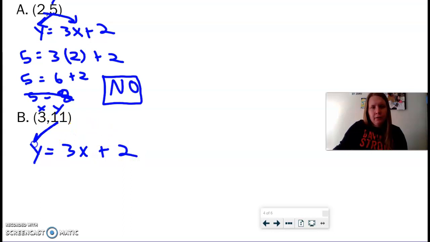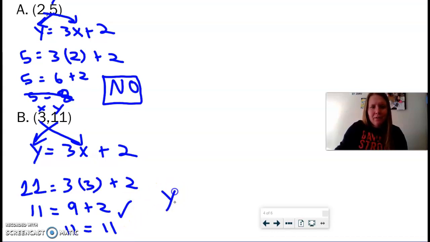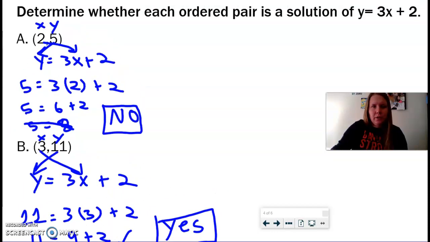I'm going to plug in the value for y, plug in the value for x, see if it comes up with a true statement. So we're going to put in 11 for y, I'm going to plug in 3 for x. I'm just going to write it as that 11. 3 times 3 is 9, 9 plus 2. 9 plus 2 does give me an 11, and 11 does equal 11. And this is going to be a yes solution. It is a solution to this equation, okay?